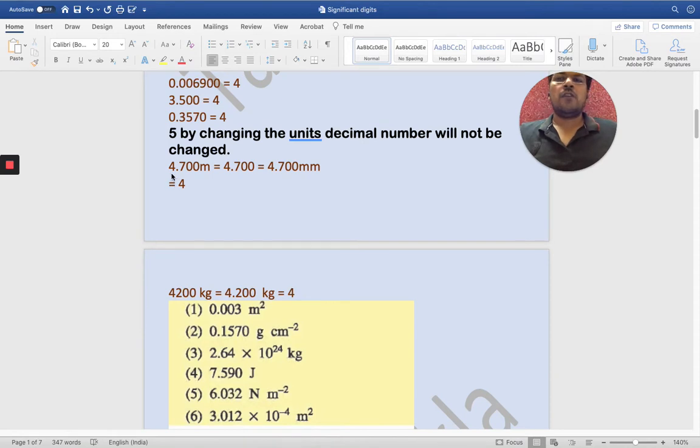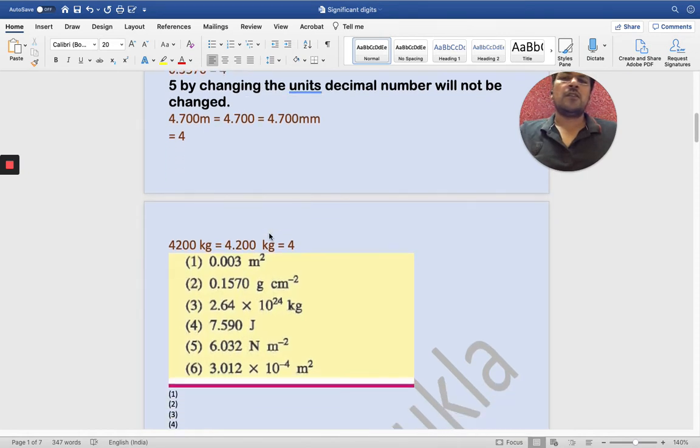You can see that you have 4.700 meters. Either I put that in millimeters, or maybe in kilometers, but the last two digits are 00, and the decimal point is there. So we can say that they are part of our journey. That is why our significant digits are 4.